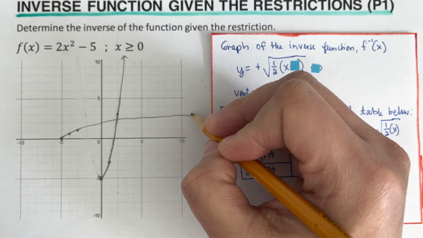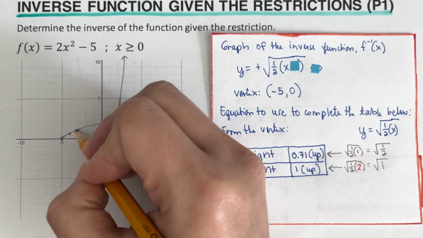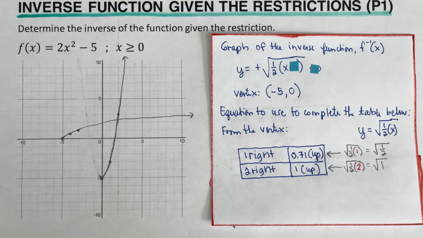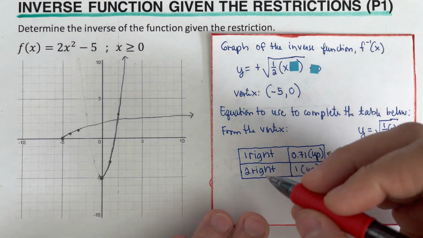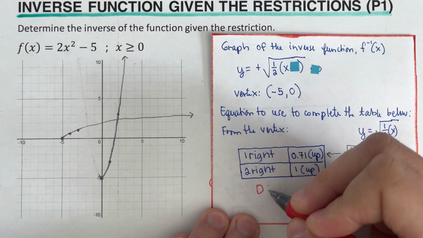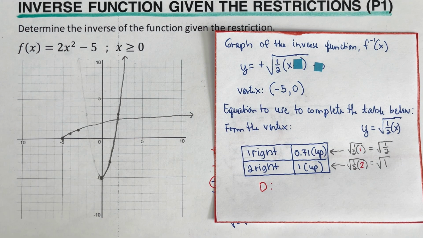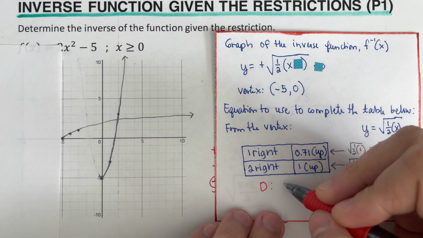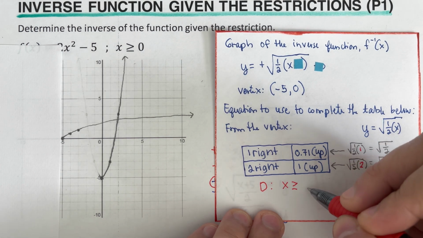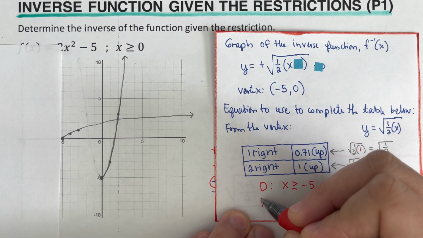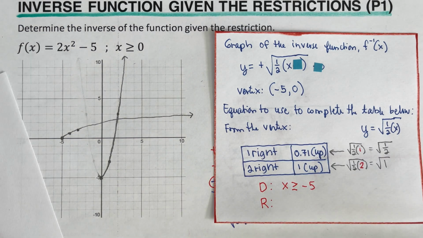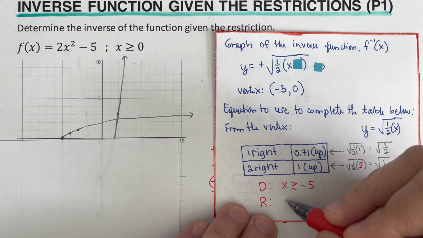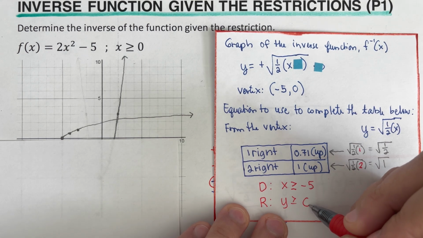So I'm just gonna show the graph up here. So this is our graph of the inverse function. We can tell that the domain for this graph is actually, again, we go to the x value. So the domain here would be x is greater than or equal to -5. While the range that we have here, so up and down, so the range here would be y is greater than or equal to 0.